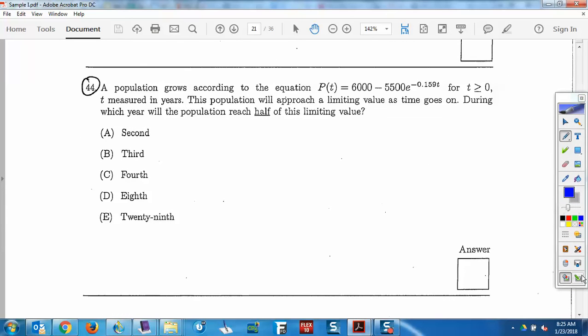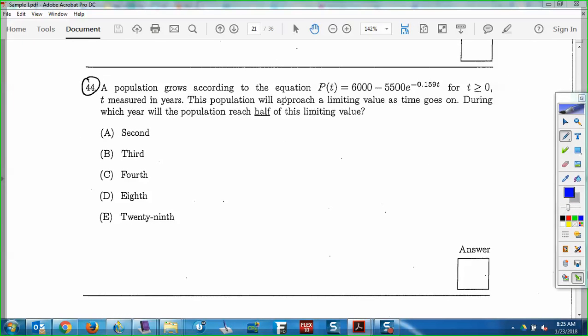44. Population grows according to this equation. Population will approach a limiting value as time goes on. During which year will the population reach half its limiting value? So again, since you do have calculators, you could just graph this thing. It probably takes more time to graph it. It's an e raised to a negative power, so it's going to be one of these kind of situations. So that's its limiting value.